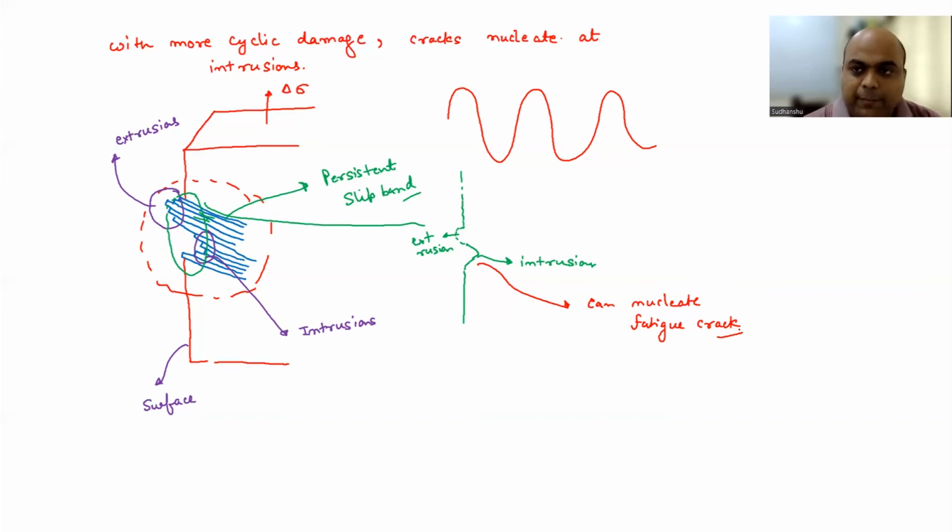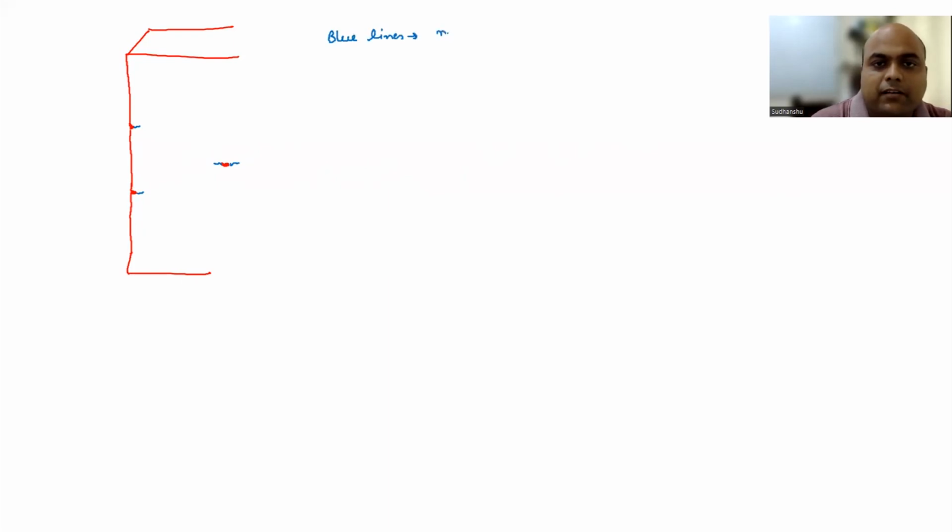Okay, now let me summarize. So what is happening here? If you have a surface, and then something here. Okay, so this is your sample surface. Okay, and then you are going to have small cracks. Say these are nucleated. Okay, so these blue lines, these are nucleated fatigue cracks.